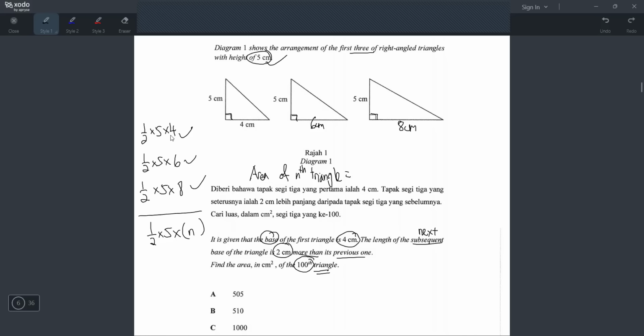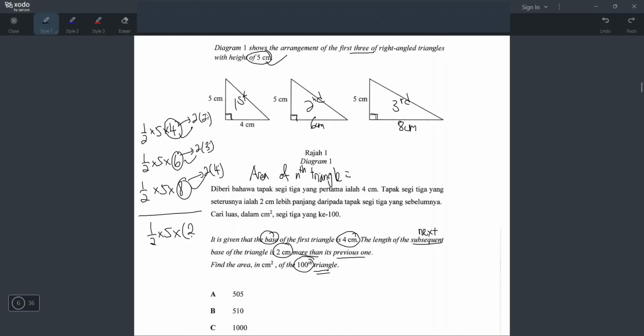But the problem with this is, where does 4 actually come from? These are all multiples of 2, right? Instead of writing n, because if I write n, I cannot guarantee n is 100 later, right? Because your n starts with 4, because the first triangle starts with 4, the second starts with 6, the third starts with 8. So if I want to find the area of the 100th, I need to make sure the n can be guaranteed to be 100 later. So when I generalize, I know the 4, 6, 8 are all multiples of 2. 4 is actually 2 times 2, 6 is actually 2 times 3, 8 is actually 2 times 4, right?